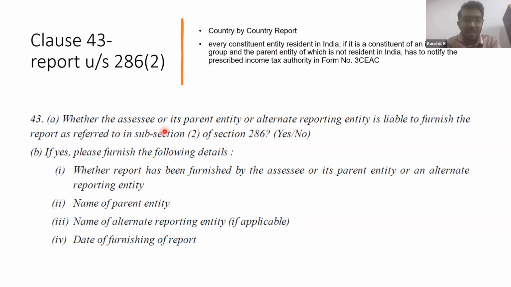The first clause says whether the assessee or its parent entity or alternate reporting entity is liable to furnish the report as referred to in subsection 2 of 286. So they are asking if this section is applicable or not. If it is applicable, then they are asking us to fill out the other details: whether the report has been furnished by the assessee or its parent entity or alternate reporting entity, name of the parent entity, name of the alternate reporting entity, date of furnishing the report. So all these additional data they will be asking from us. Is it clear? Any doubts here?